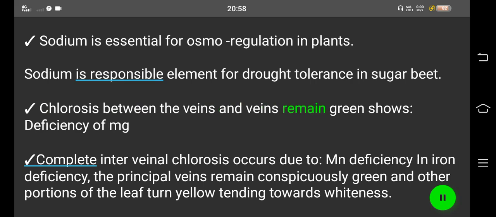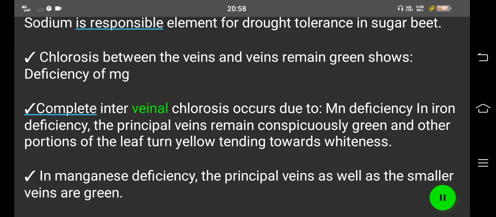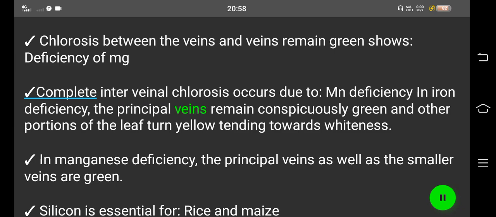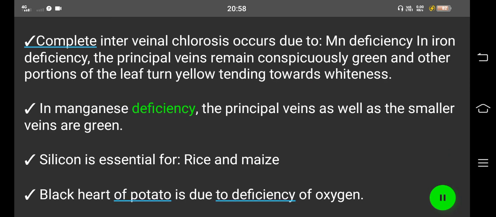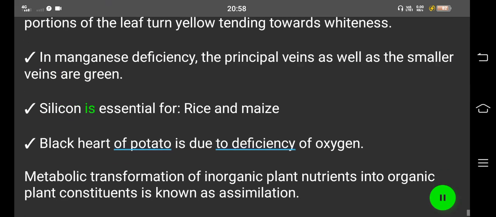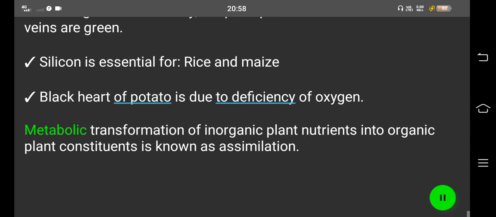Chlorosis between the veins while veins remain green shows deficiency of Mg. Complete interveinal chlorosis occurs due to Mn deficiency. In iron deficiency, the principal veins remain conspicuously green and other portions of the leaf turn yellow, tending towards whiteness. In manganese deficiency, the principal veins as well as the smaller veins are green. Silicon is essential for rice and maize. Black heart of potato is due to deficiency of oxygen. Metabolic transformation of inorganic plant nutrients into organic plant constituents is known as assimilation.